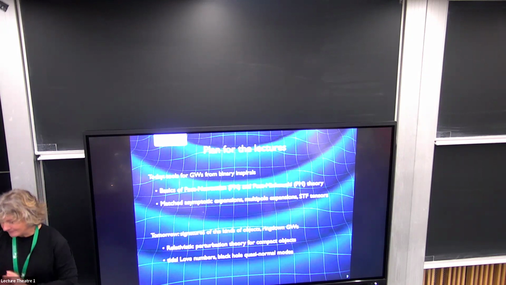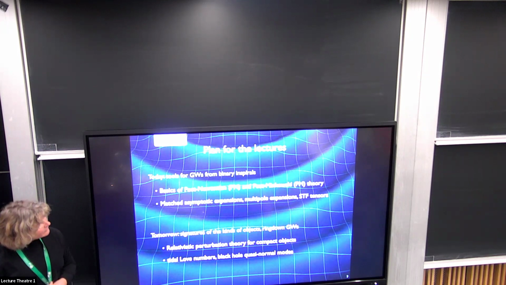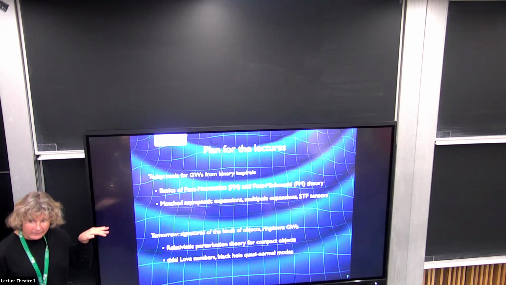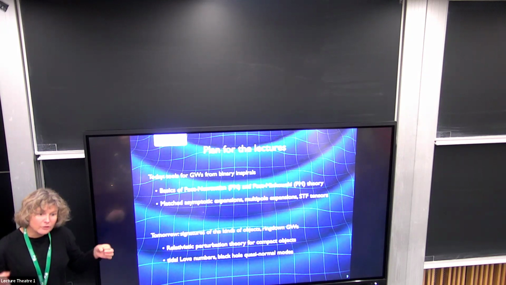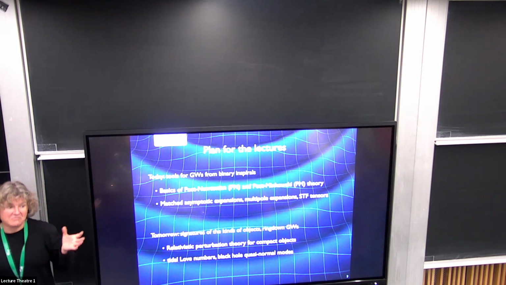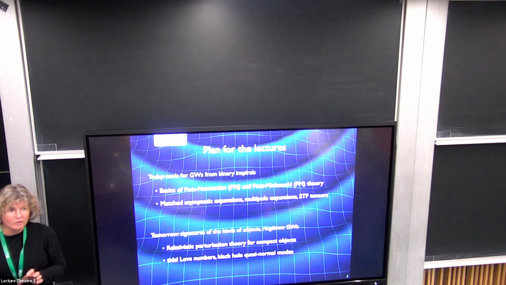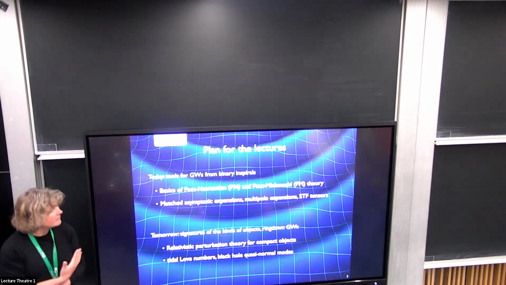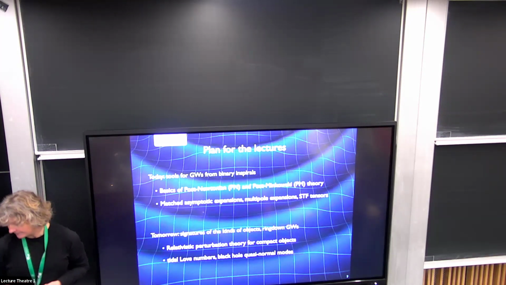But before getting to that, let me outline the plan for the lectures. Today we will focus on binary inspirals, treating the two black holes as a first approximation as point masses, because when they're at large separation, they act like point masses. It's only when you go to higher orders in the perturbation expansion that you start to see that they actually have a finite size.